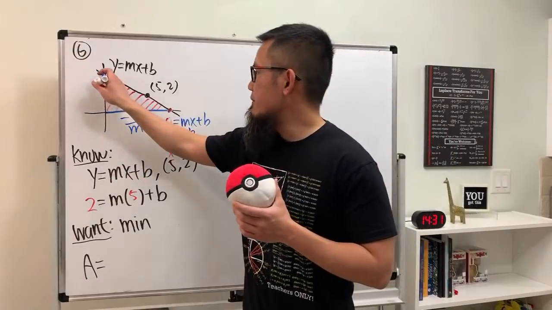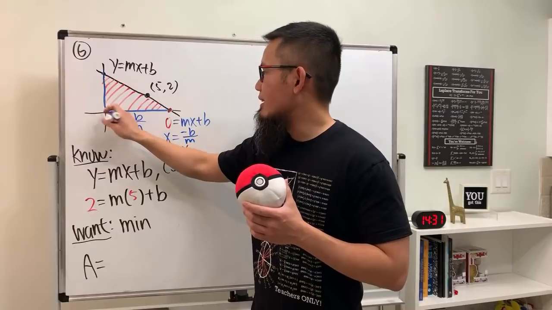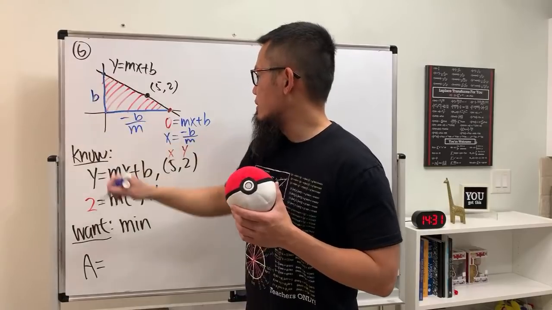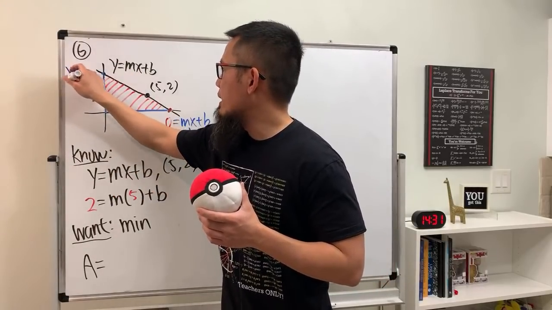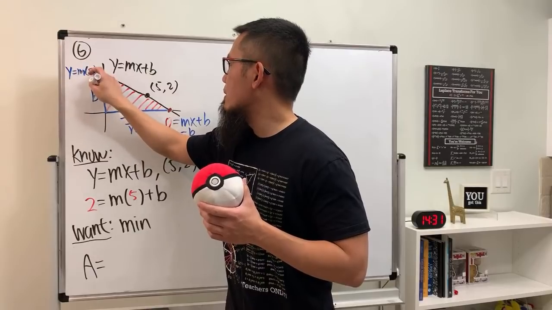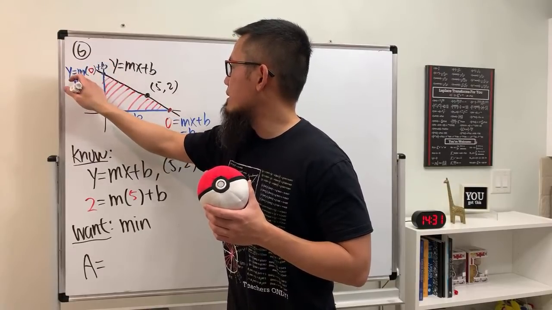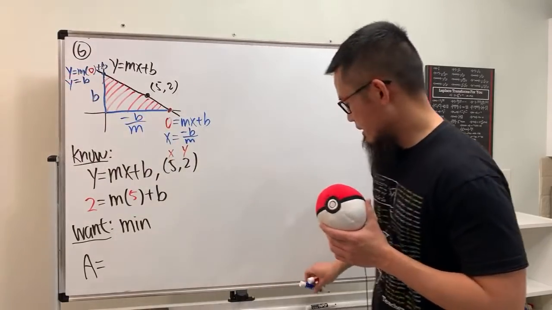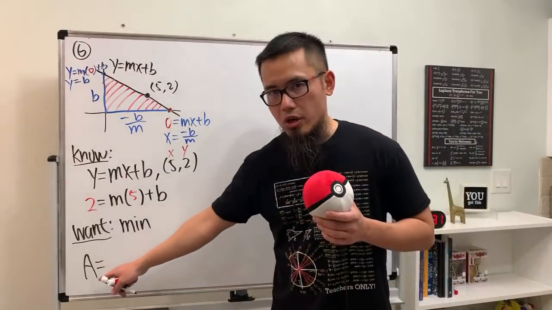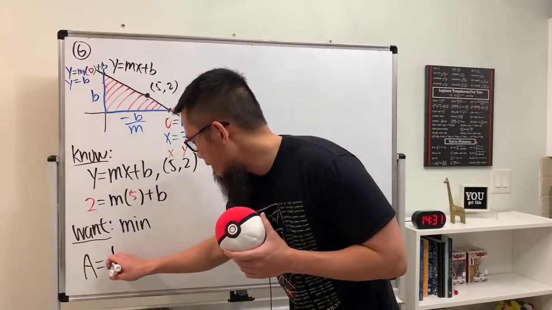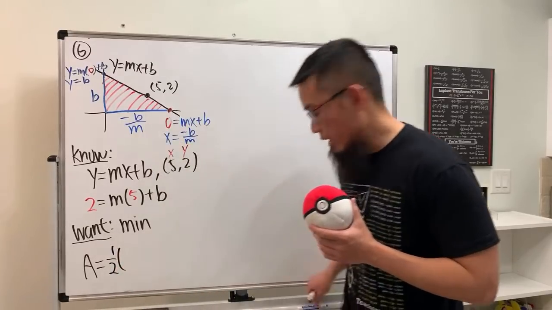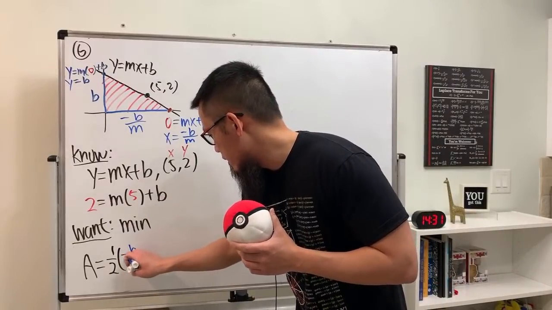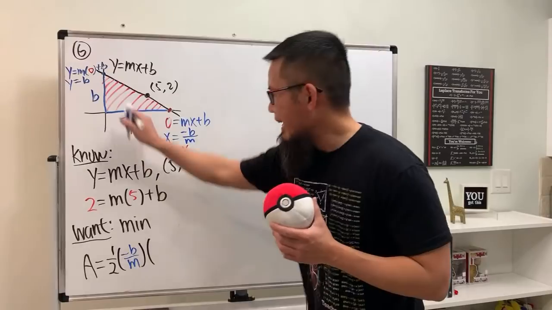Similarly, let's figure out the height right here. Guess what? That's just the y-intercept, which is really straightforward. It's just b. And just to show you guys the work, you will just get y equals m times 0 plus b, and y is equal to b. Right, so that's how we get the b. So coming back here to find the area, again, it's 1/2 times the base, which is negative b over m, and then times the height, which is the b.